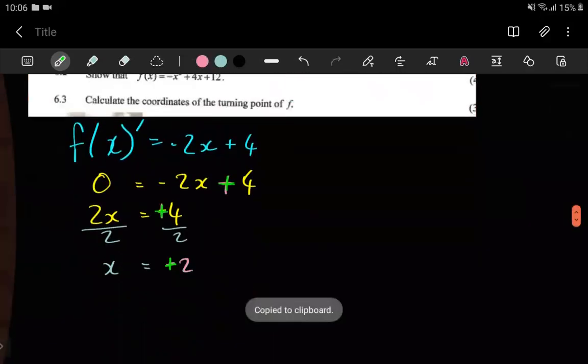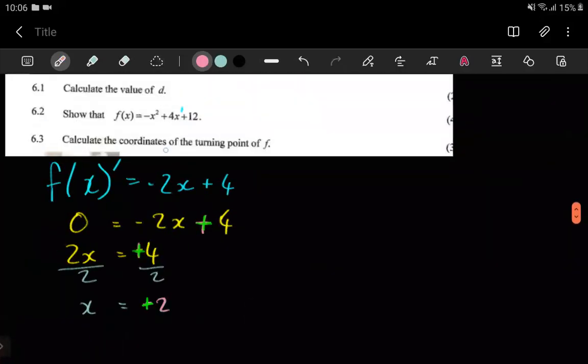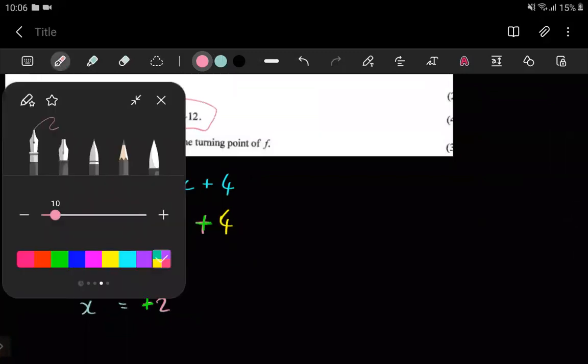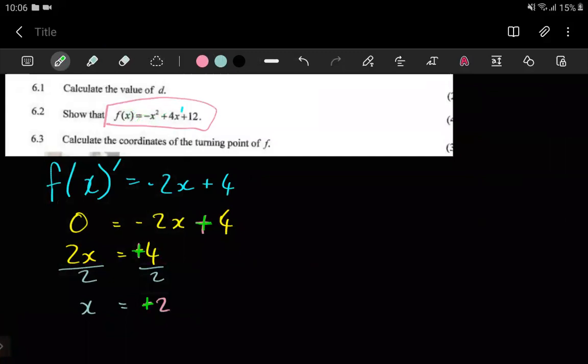So that's the x value. To get the y value now, we have to use the equation of the graph. Meaning in that equation of the graph, where x is, we have to put in 2. So our y value where x is, we're going to put in 2. Put 2 over there. Put 12 over there.